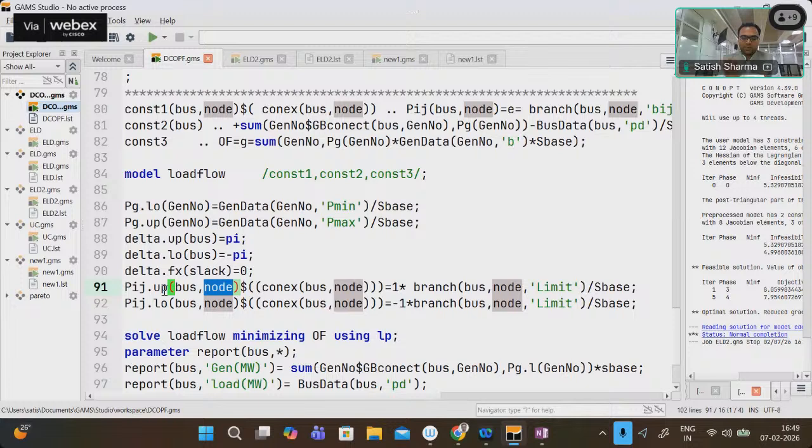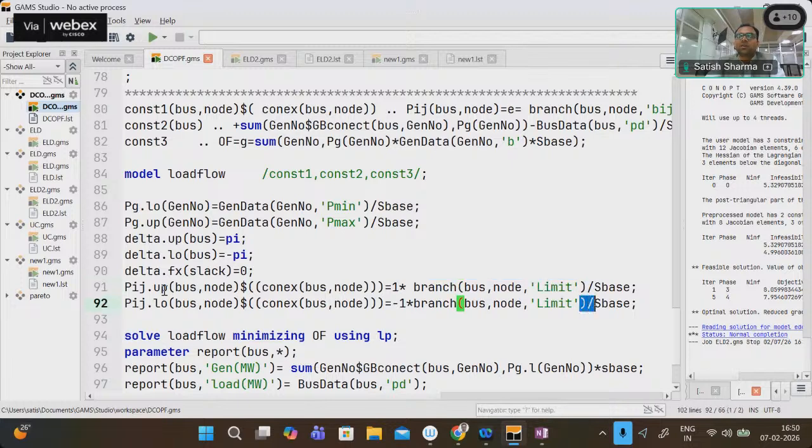A dollar symbol works like an if, and it applies only for the connections we have provided between the bus and node pairs. For those, we can define the line limit equal to the branch data, and whatever limit is provided there is divided by the base, converting it into per unit as well.